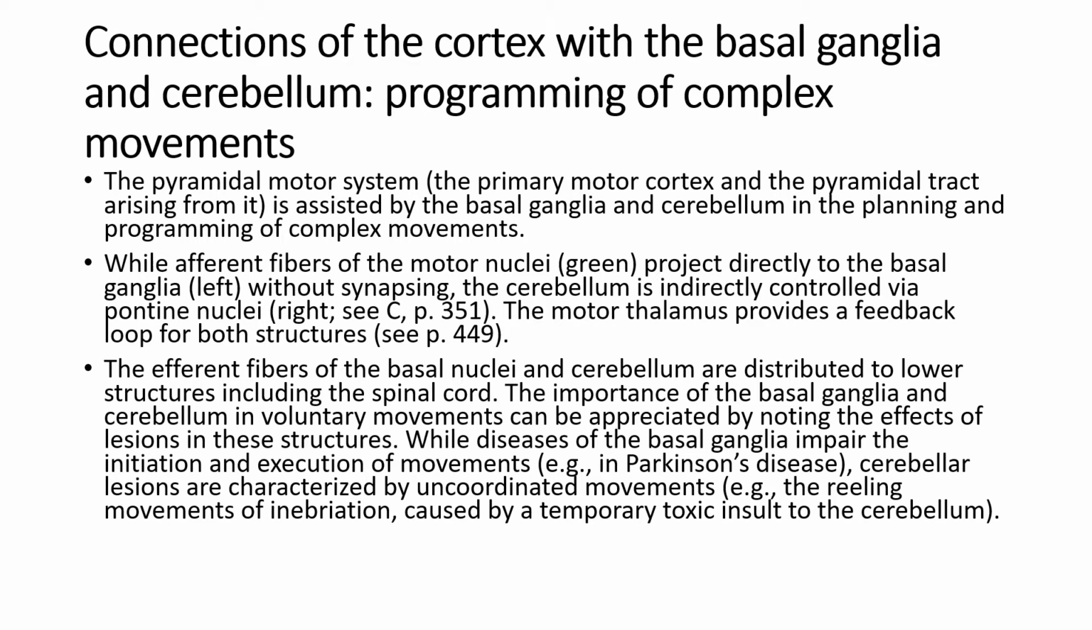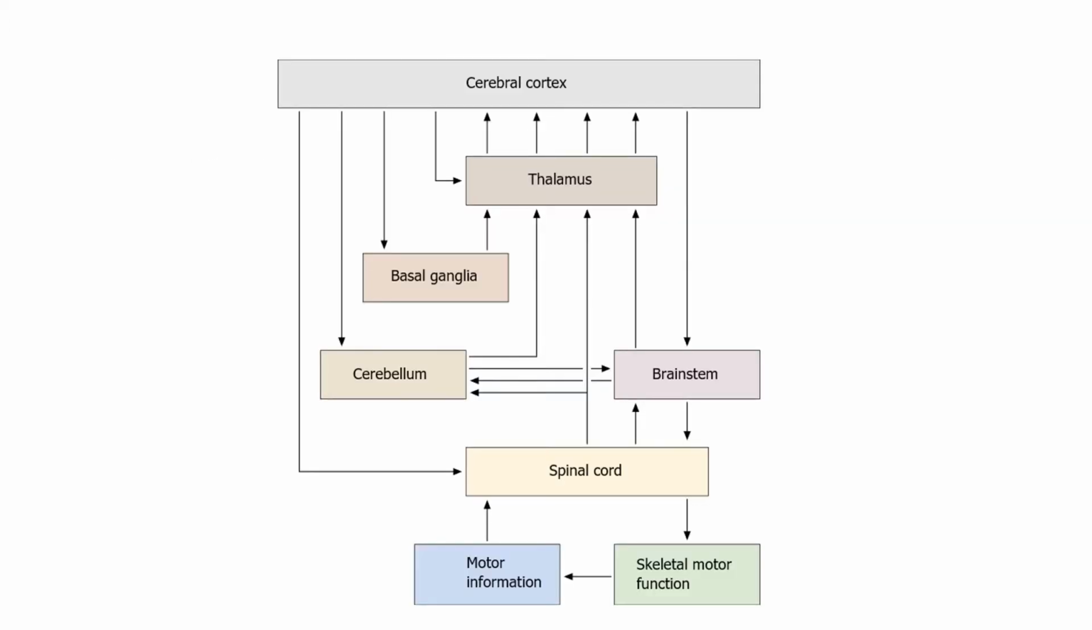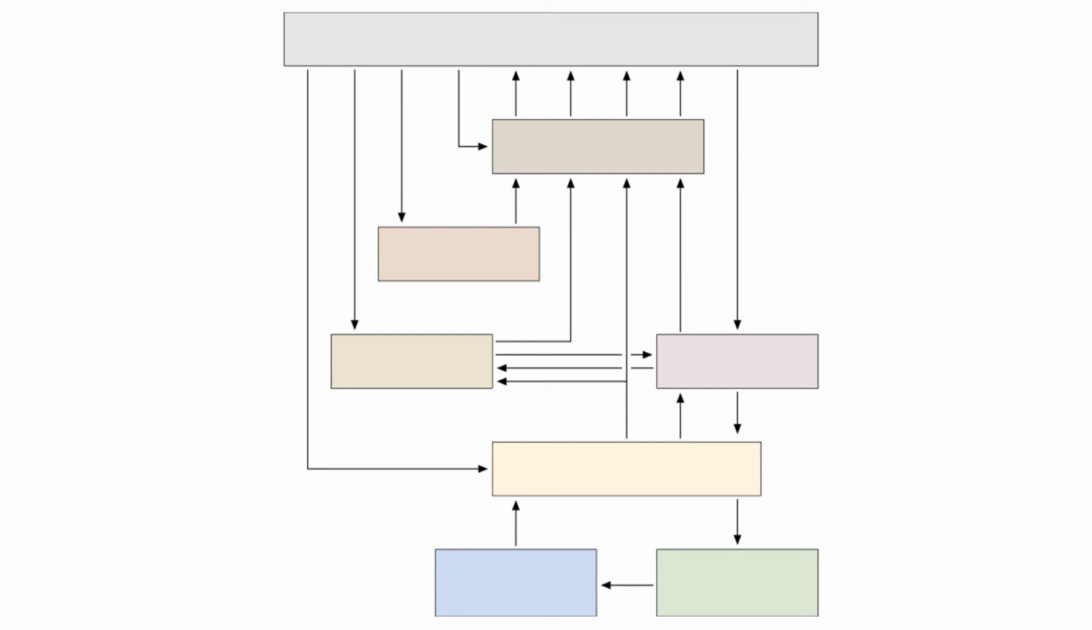The importance of the basal nucleus and cerebellum in voluntary movements can be appreciated by noting the effects of the lesions in these structures. So while diseases of the basal nucleus impair initiation and execution of movements, think Parkinsonism, cerebellar lesions are characterized by uncoordinated movements, so reeling movements of inebriation. Okay, so think of somebody that you've seen that had too much to drink and they're kind of rolling around, caused by a temporary toxic insult to the cerebellum. And you could see this schematic here.